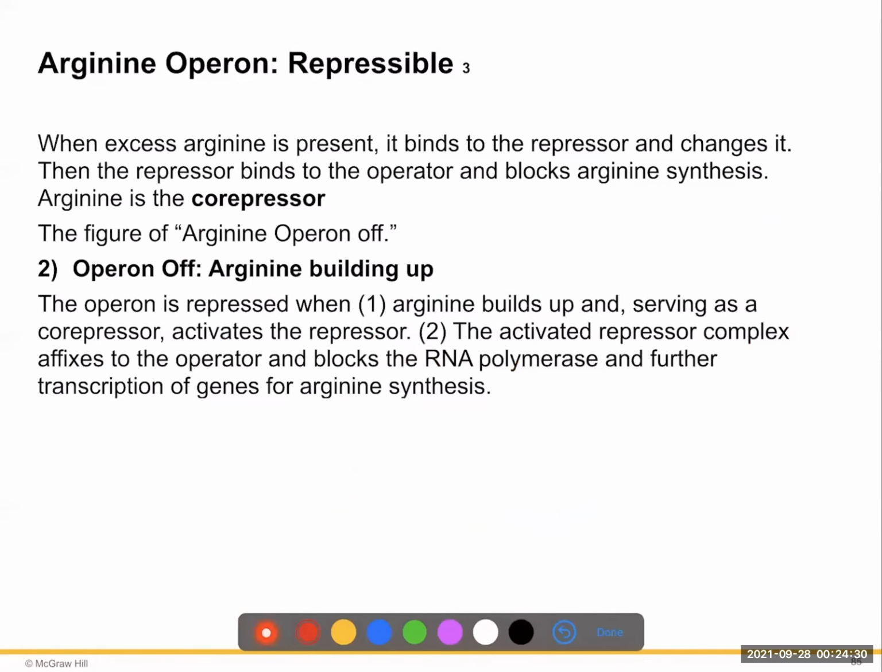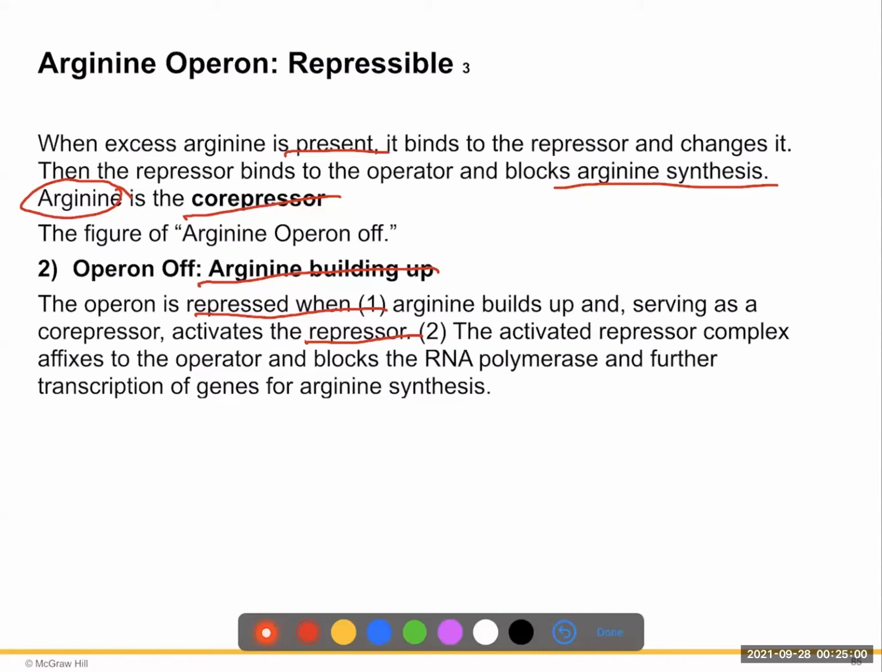Okay, so when excessive arginine is present, it binds to the repressor and changes its shape. And that blocks the arginine synthesis. So the arginine itself, the product, is the co-repressor. So with arginine buildup, the operon is repressed. When arginine builds up, it serves as a co-repressor that activates the repressor. It binds to it, changes its shape, allows it to bind to the DNA strand and stop the RNA transcription.